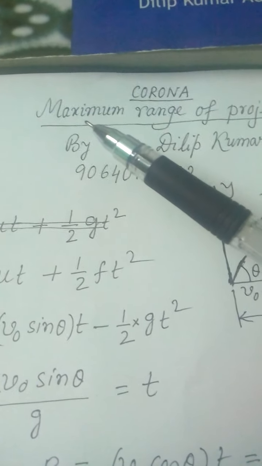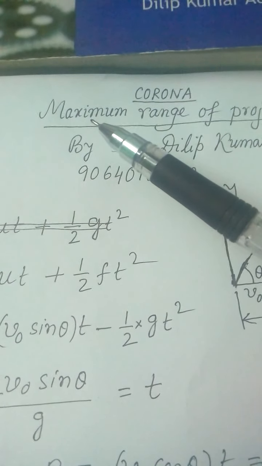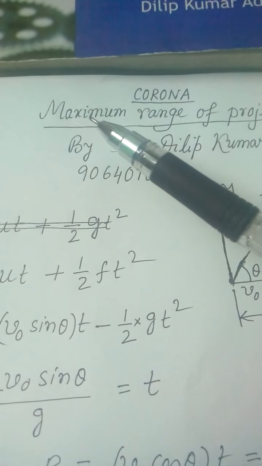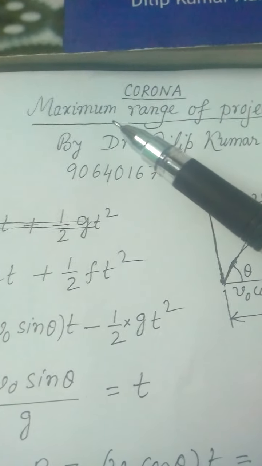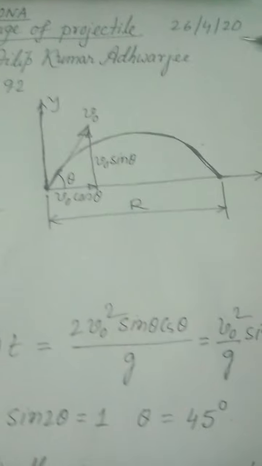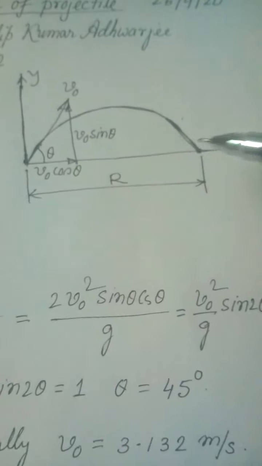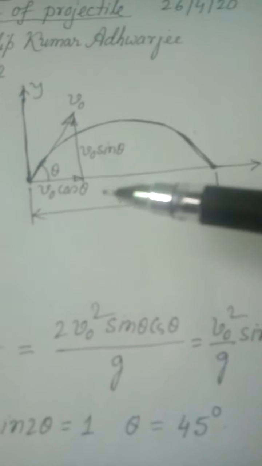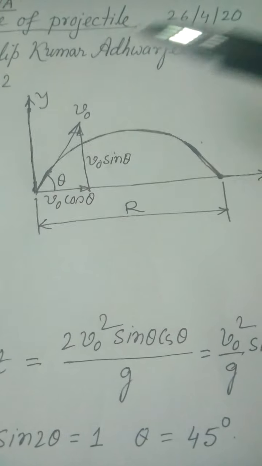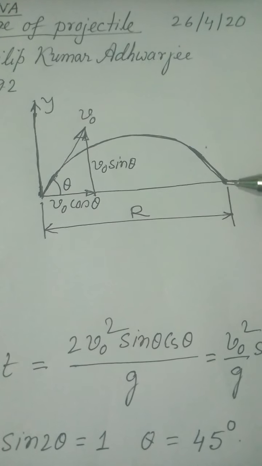Now we will go for the theory for the students of engineering colleges and science students of high schools. The maximum range of a projectile. You see, this is a projectile. This is in the x direction and this is in the y direction. This projectile motion, here it is the point.